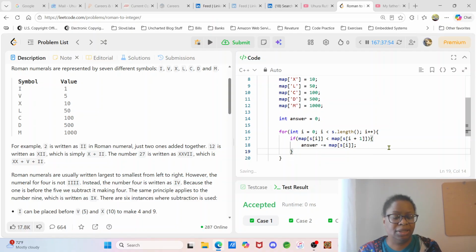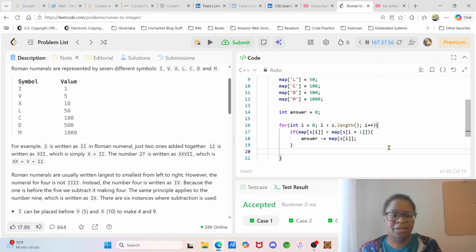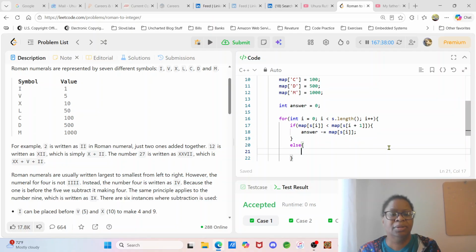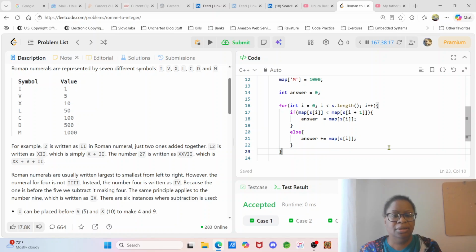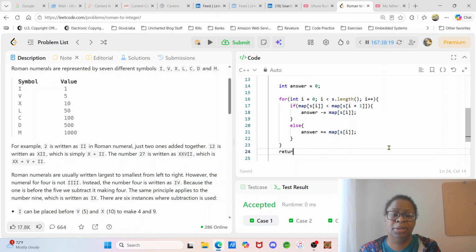Anyway, and so there you go. Else, in the other case, we're going to just add it. After all of that, we're going to return the answer.